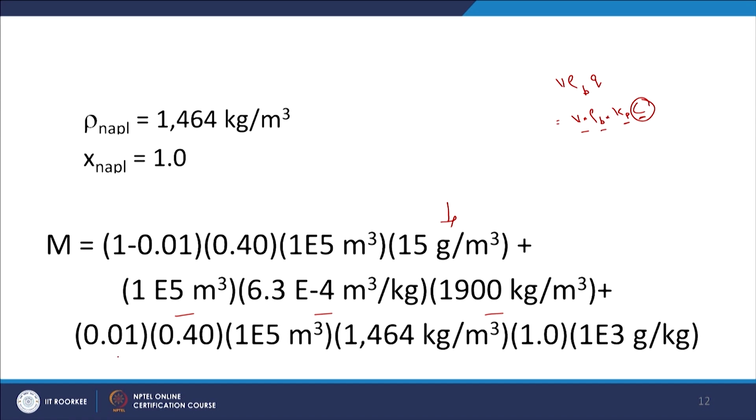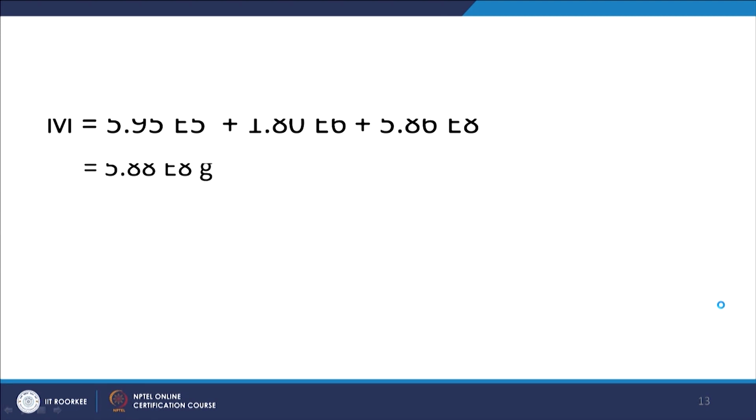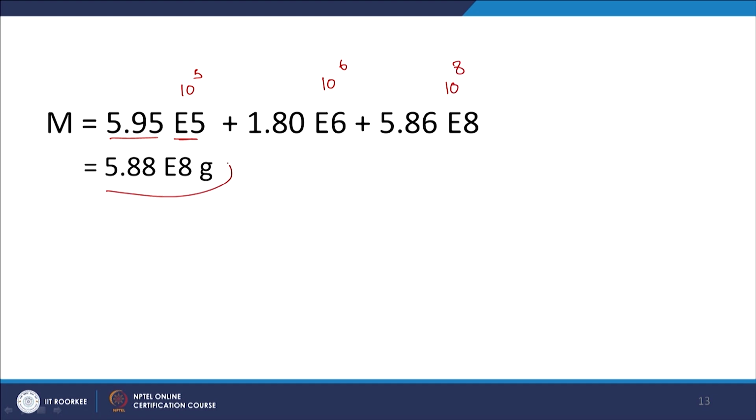So, let us look at what we have. This is S times porosity times volume times density of NAPL times mole fraction of NAPL, and that is what we have. This is just a change in the units. So, this is the mass in the water, mass in the soil, and mass in the NAPL. Let us look at those values here. As you see, we have 5.95 into 10 power 5, order of 10 power 5, this is order of 10 power 6, and this is order of 10 power 8, and in total we end up with these many grams.